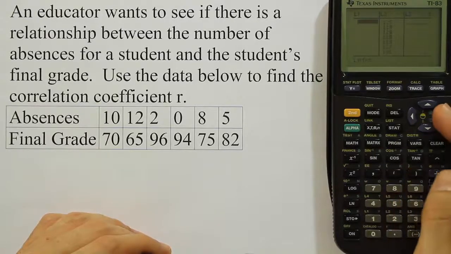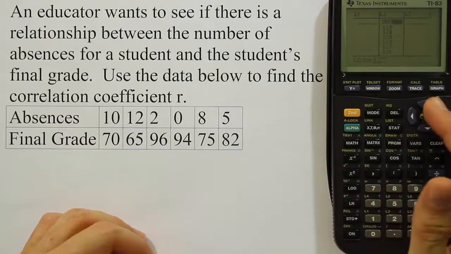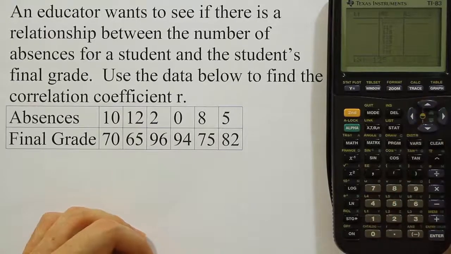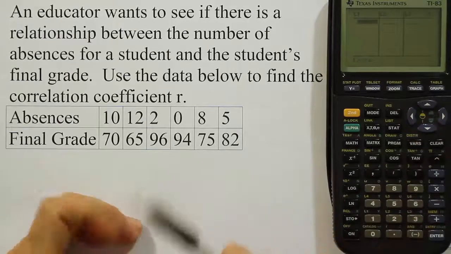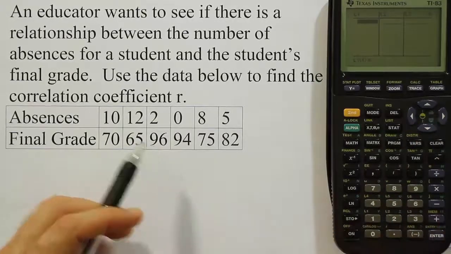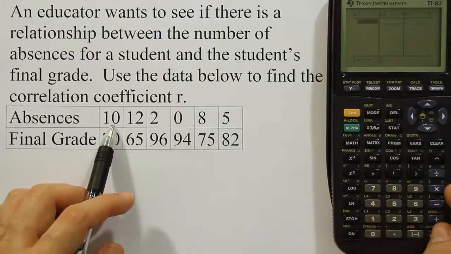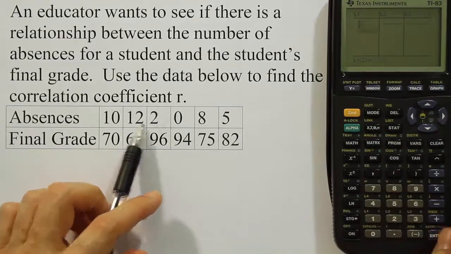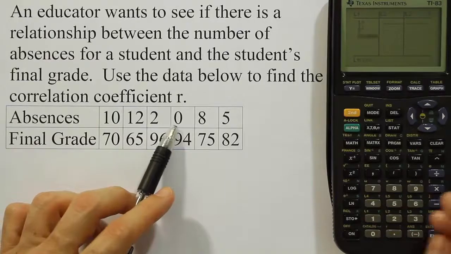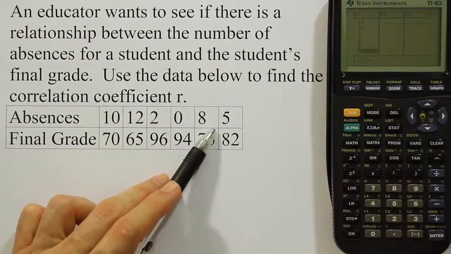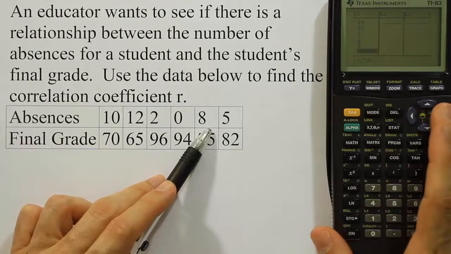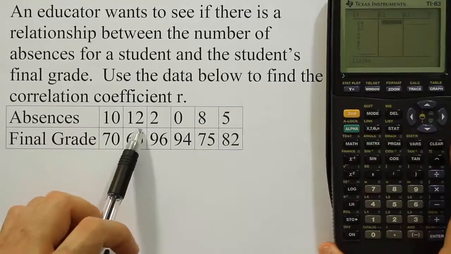I'll do the same for L2. I'll arrow over to where L2 is, arrow up to where it says L2, hit clear, press down, and that'll clear that. Alright, so let's type in the absences here for this problem. So it'll be 10, then 12, then 2, then 0, then 8, and then 5. Okay, so I entered in all the absences. Let's go over and now enter the final grades in.